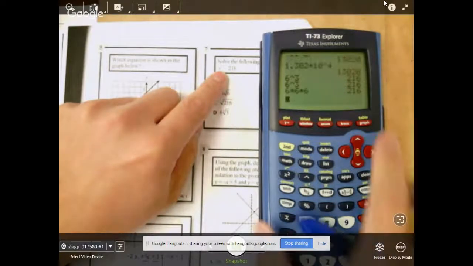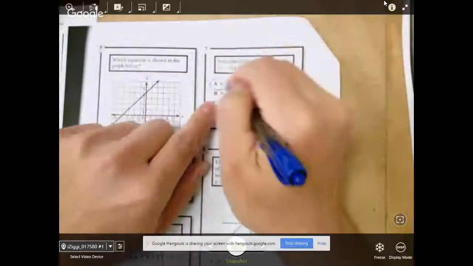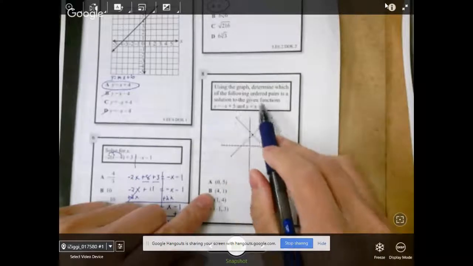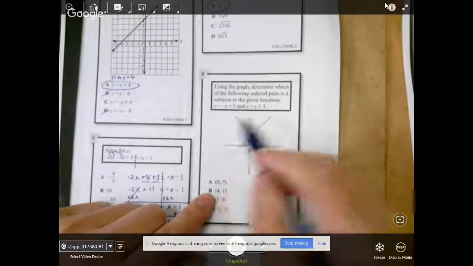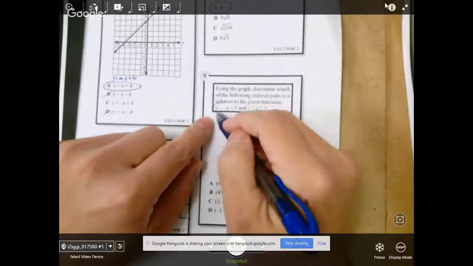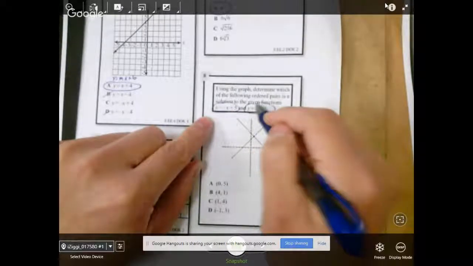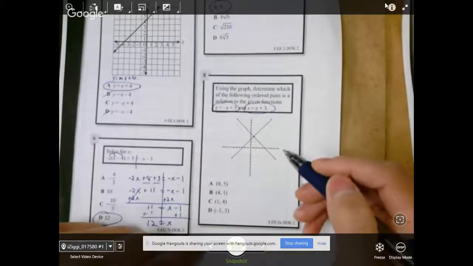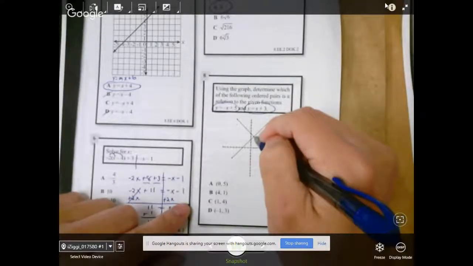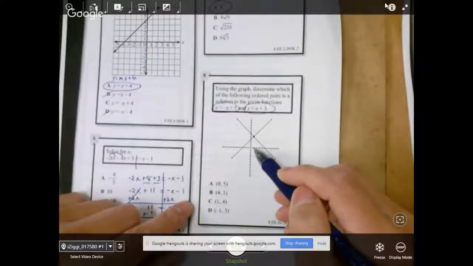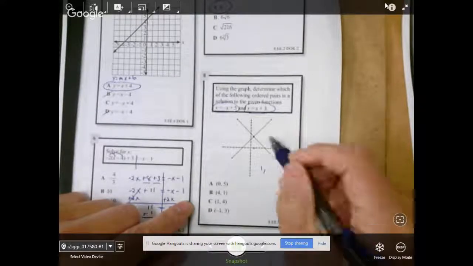All right, number 8. Use the graph to determine which of the following ordered pairs is a solution for the given functions. These lines are graphed for you down here. So there are those 2 lines graphed. Where's the solution? The solution's where the two lines cross. The two lines cross right there. The x value is 1. The x value comes first, 1, and then the y value is 1, 2, 3, 4. The y value is 4. So it's 1, 4.